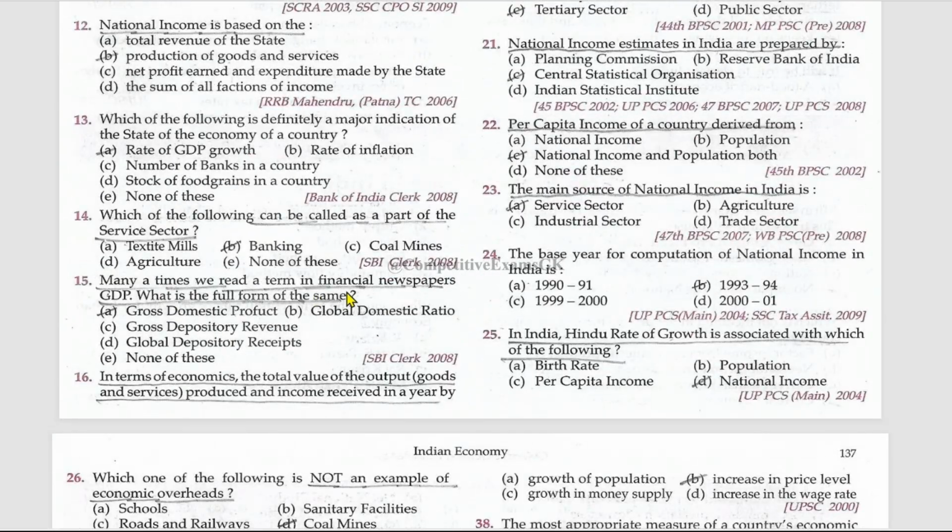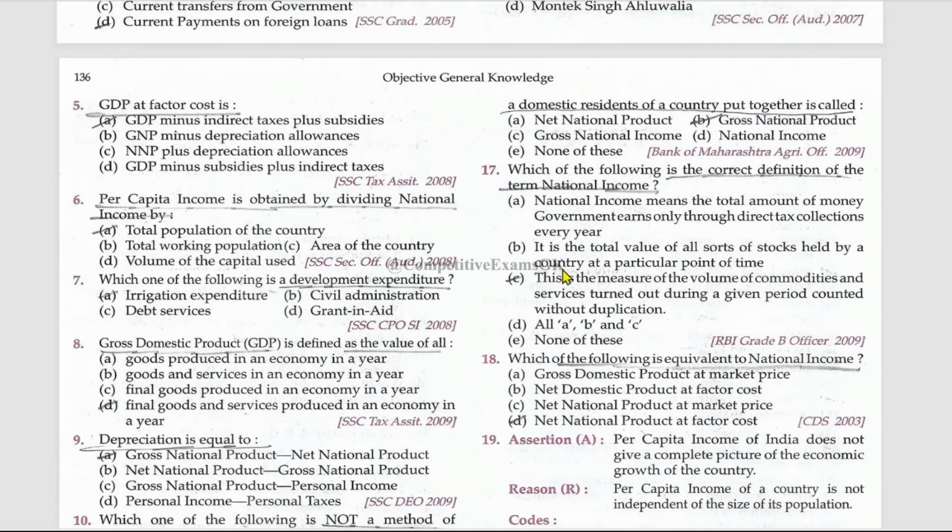Many a time we read a term in financial newspapers, GDP. What is the full form of GDP? Gross domestic product. In terms of economics, the total value of the output, which is goods and services, produced and income received in a year by the domestic residents of a country put together is called gross national product.